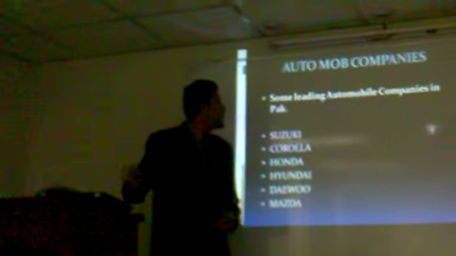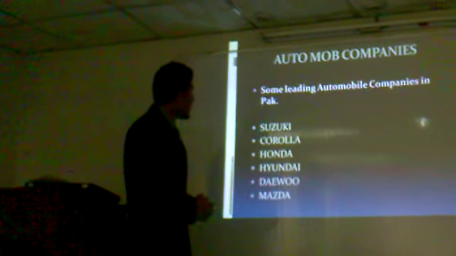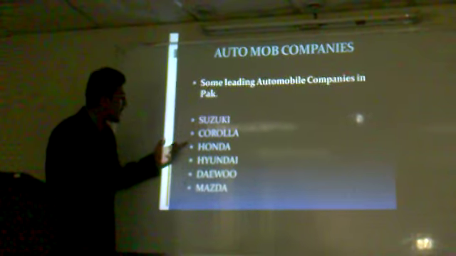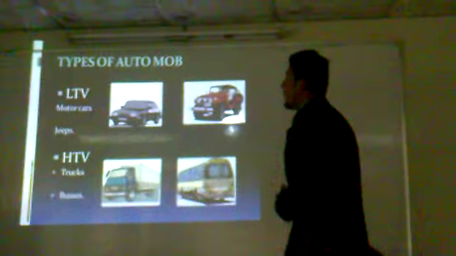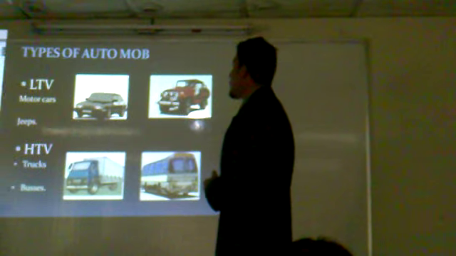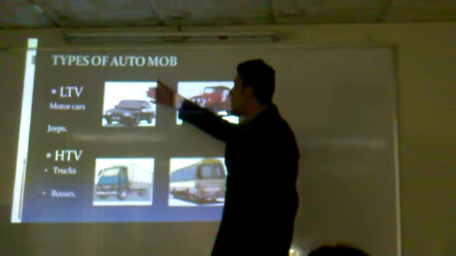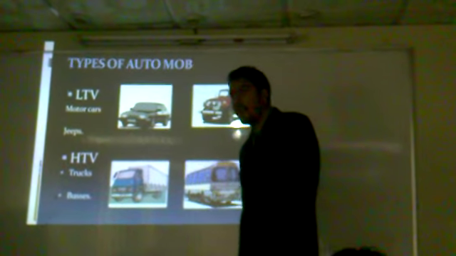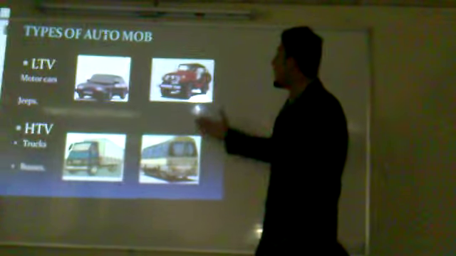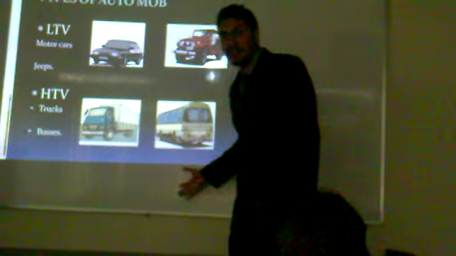Now, here are some leading companies of the automobile which are mostly used in Pakistan. Here are Suzuki, Corolla, Honda, Hyundai, Daewoo and Mazda. Most of them are Japanese companies. We have two types of automobiles which are mostly known as LTV and STV. LTV is the abbreviation of light transport vehicle, while STV is the abbreviation of heavy transport vehicles. In the LTV we have motor cars and jeeps, while in STV we have trucks, buses, etc.